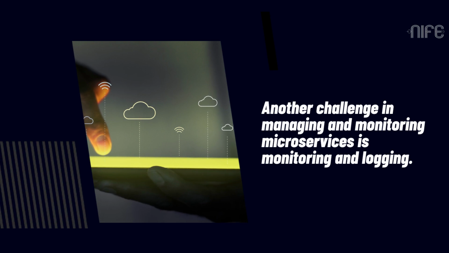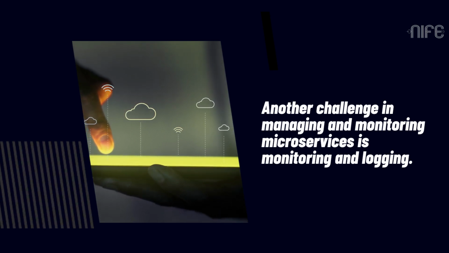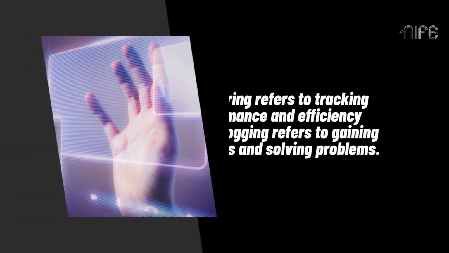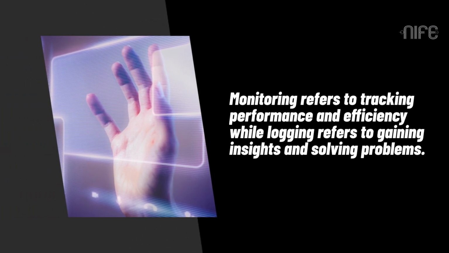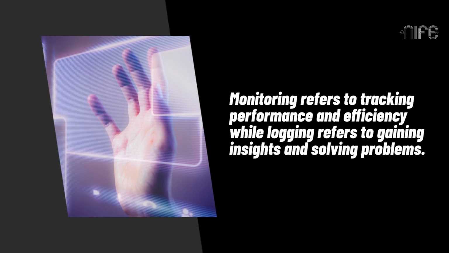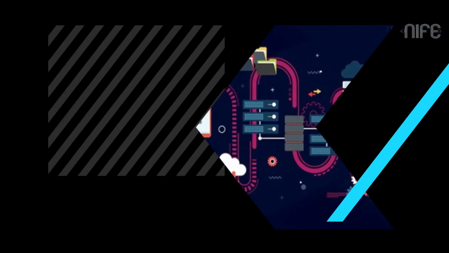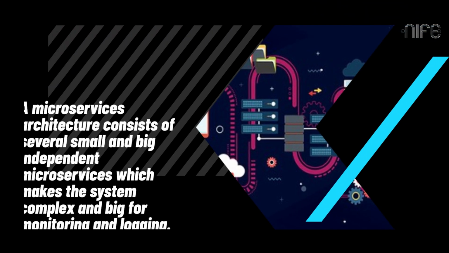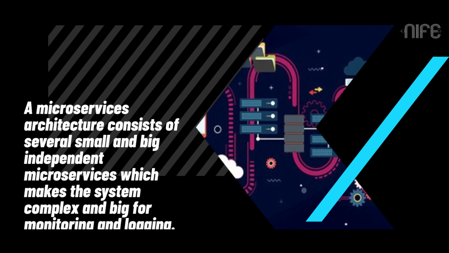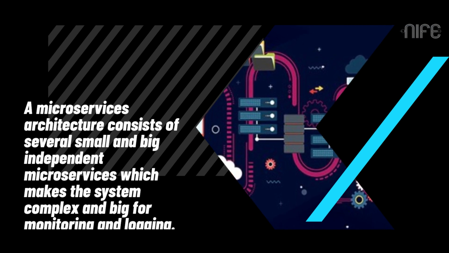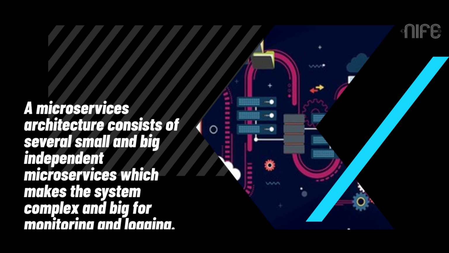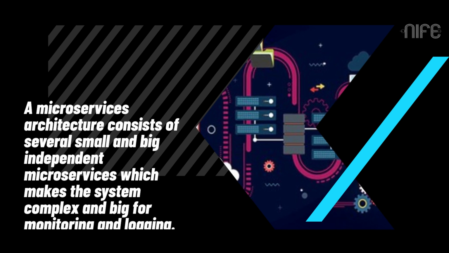Another challenge in managing and monitoring microservices is monitoring and logging. Monitoring refers to tracking performance and efficiency, while logging refers to gaining insights and solving problems. A microservices architecture consists of several small and big independent microservices, which makes the system complex and big for monitoring and logging.